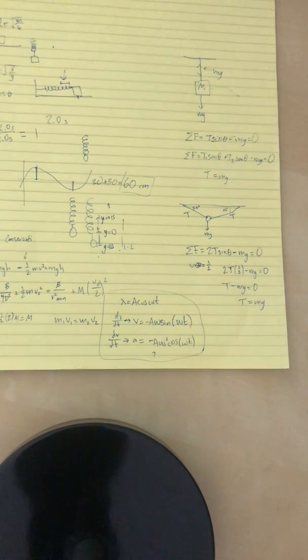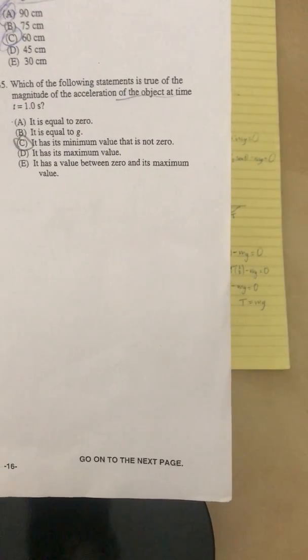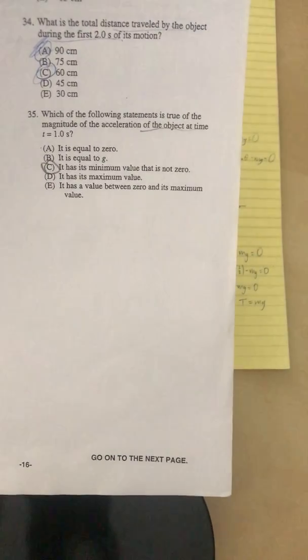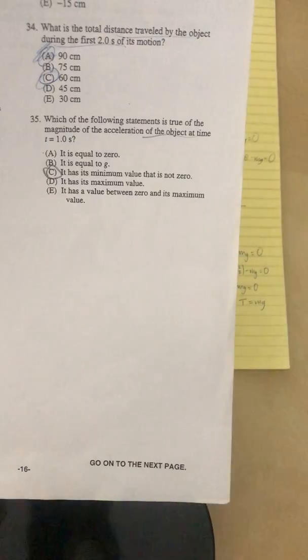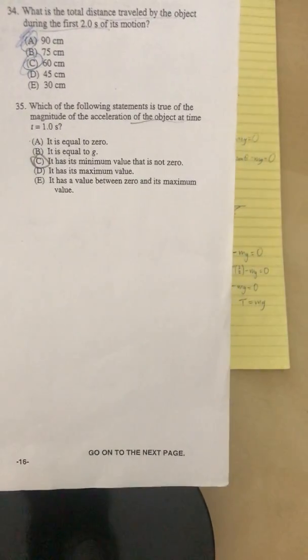Now what we can do is look at our example problem. Which of the following statements is true of the magnitude of the acceleration of the object at time t equals 1? It is equal to 0, it is equal to g, it has a minimum value that is not 0, it has a maximum value, it has a value between 0 and its maximum value.